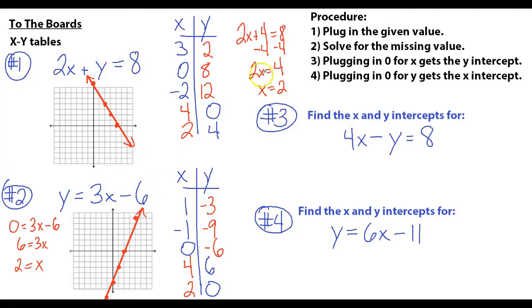Okay, nice work. Let's keep moving on. Number 3, find the x and y intercepts for this line. To do that, the best way is to create an xy table. We're going to plug 0 in for x and then 0 in for y. Let's do 0 for x first.